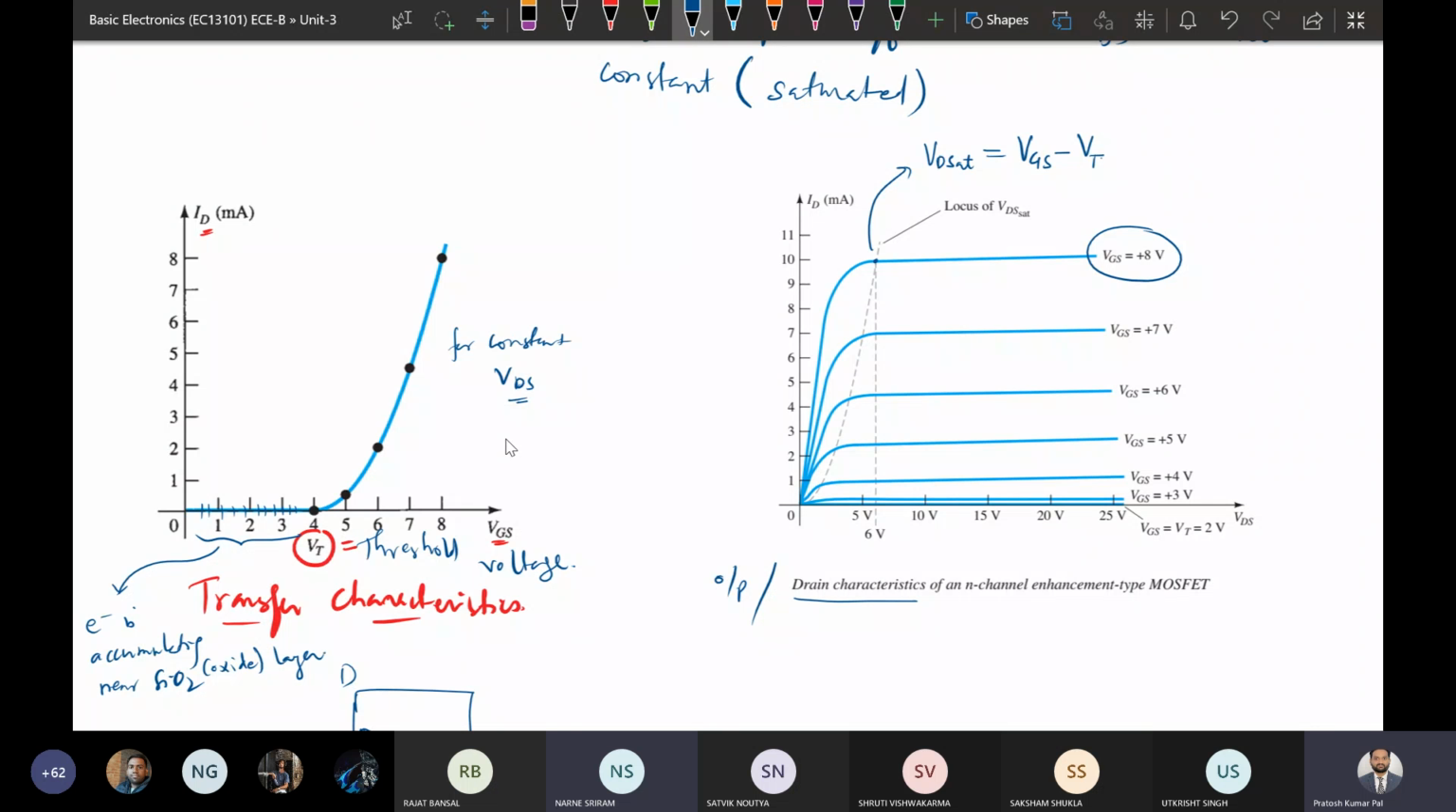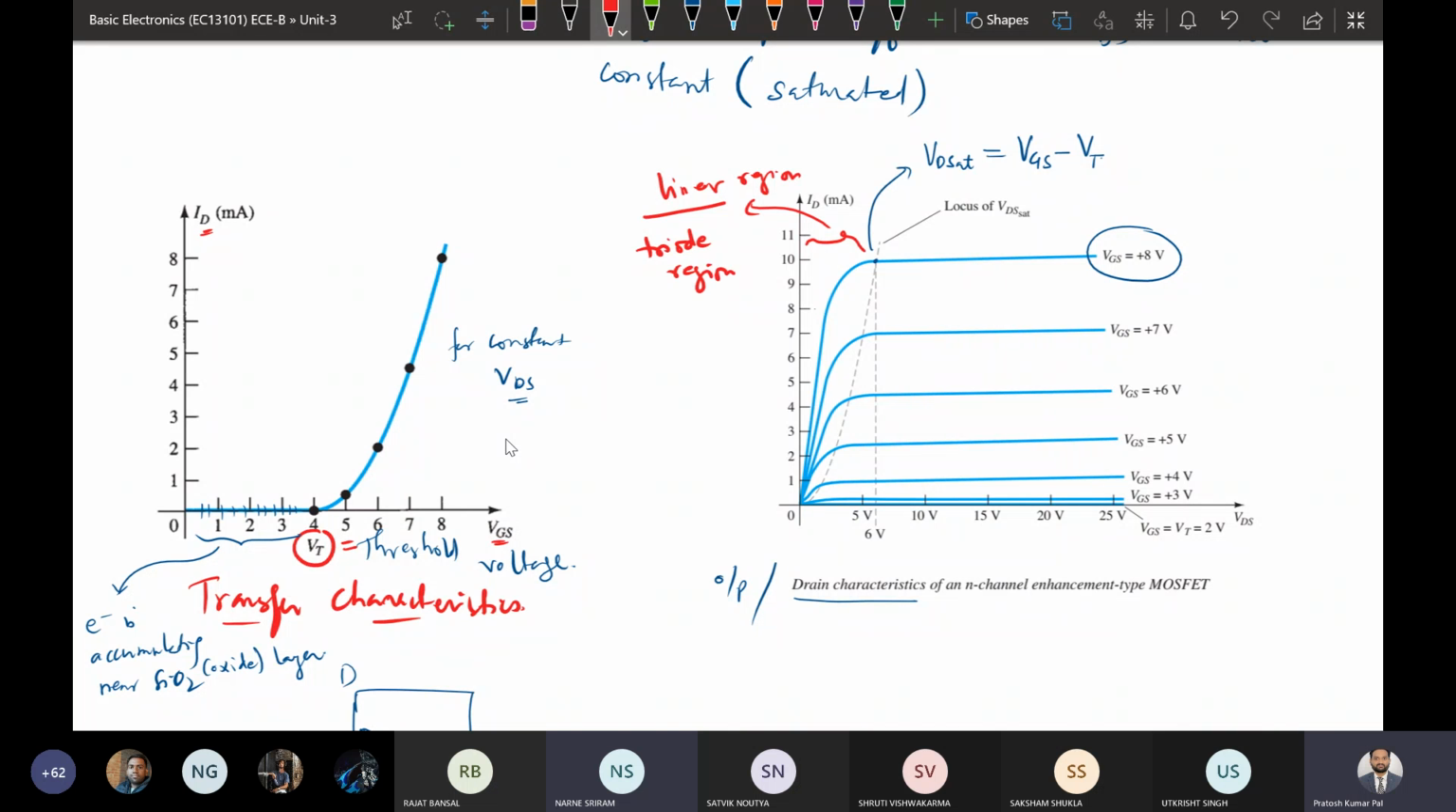current is becoming constant. So this is called VDsat, and the region of operation where it is operating in linear mode. Up to here it is linear mode. So this is called the linear region of operation of the MOSFET, or it is also called triode region.